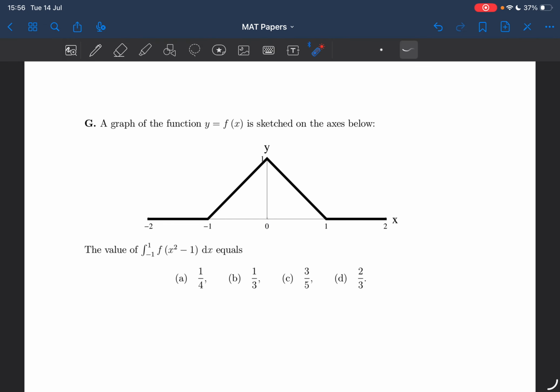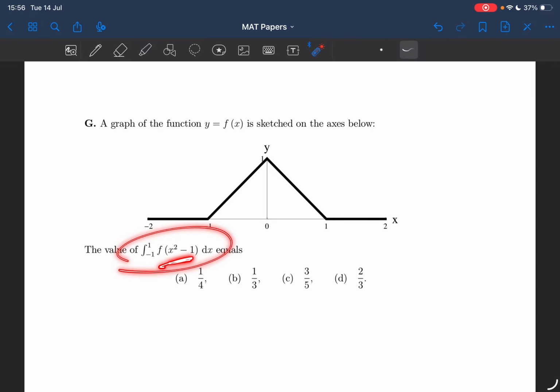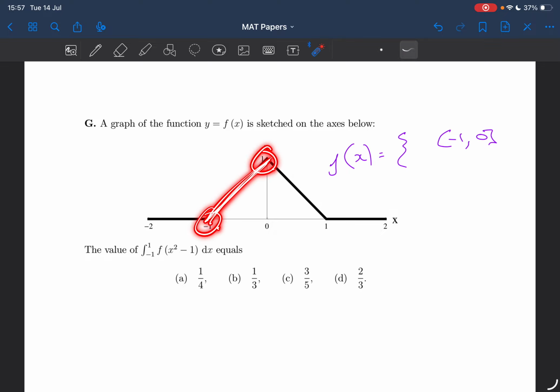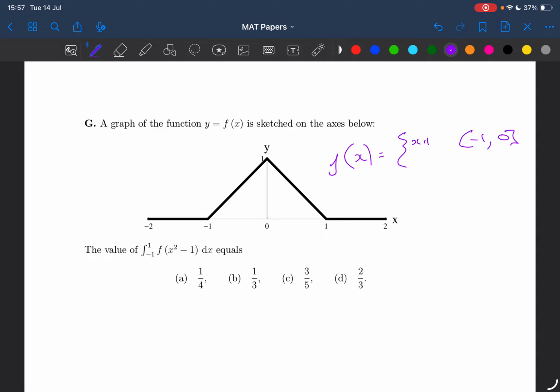On to G then. So we have some function sketching the axes. We want to find the value of putting x squared minus 1 into that function and integrating it from -1 to 1. So what is this function we have? Well, on the left-hand side, between -1 and 0, we have this straight line. It goes through 1, comes from -1, so gradient is 1 as well. So it's x plus 1. Similarly, it's 1 minus x on the right-hand side, between 0 and 1.